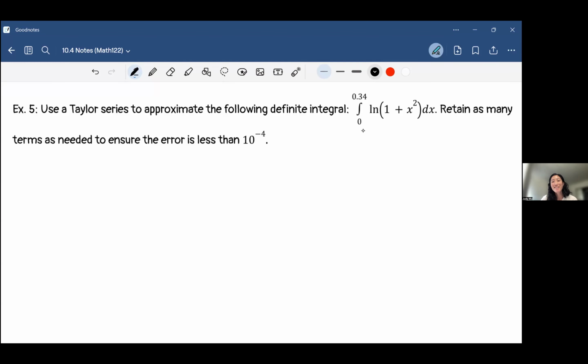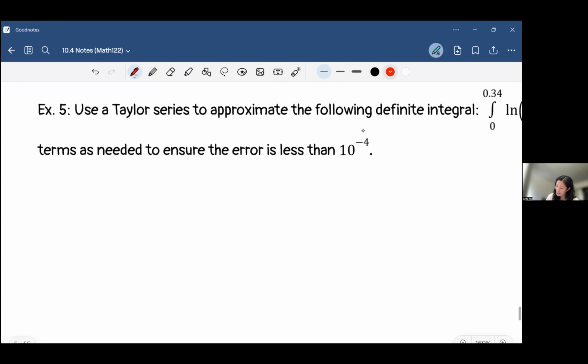Hey folks, welcome to the last video in your 10.4 lecture series, and in this video we're going to take a look at using Taylor series to approximate a definite integral. This is very similar to example number 4 in the last video. We're just doing it with a different function and different numbers to get a little bit more practice, okay? All right, let's get started.